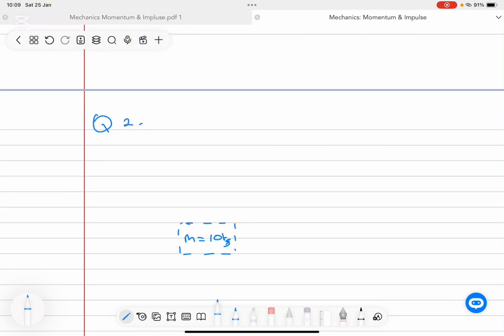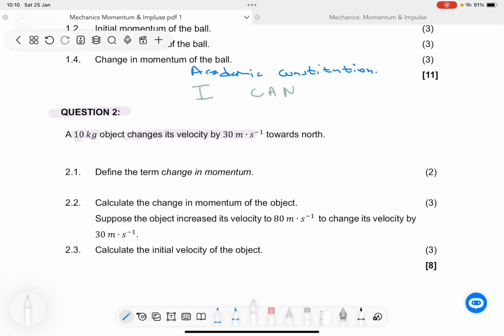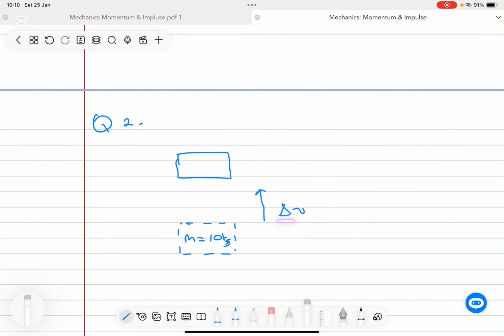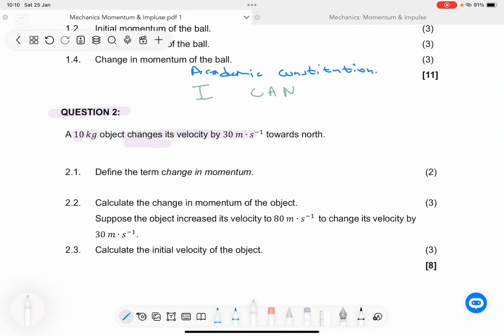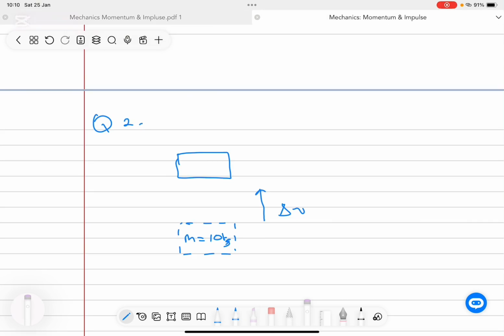This means that this object would have moved to some new position here. But to move from this start position to that position, it has changed its velocity. In other words, we have delta V. Remember we talked about the letter delta. To say delta means change. So the velocity has changed by 30 meters per second to move from this position to that position.